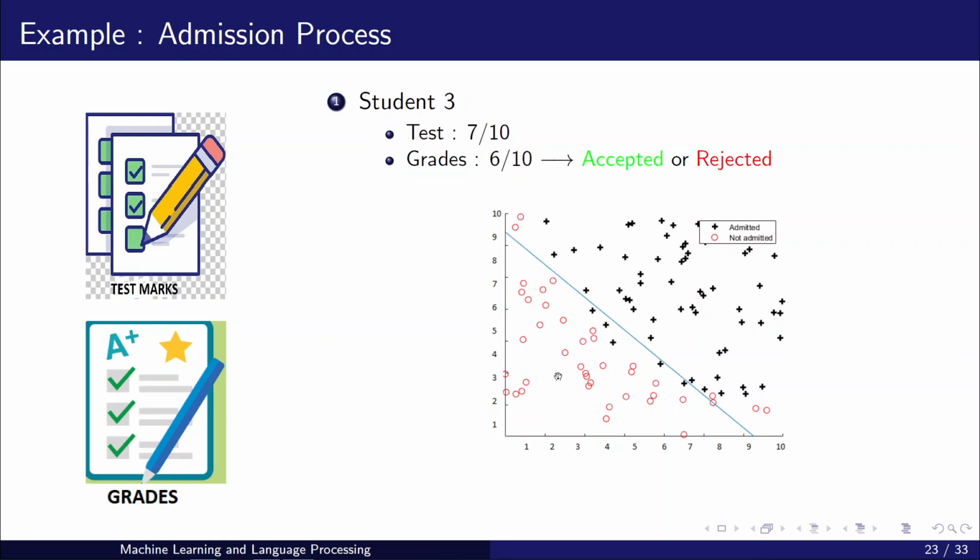So for example, our student 3 with the test score 7 and grades 6 will be somewhere here, and the student will be accepted. So you can go for decisions by using this. This method is known as logistic regression. So logistic regression is a classification problem. It's not a regression problem.